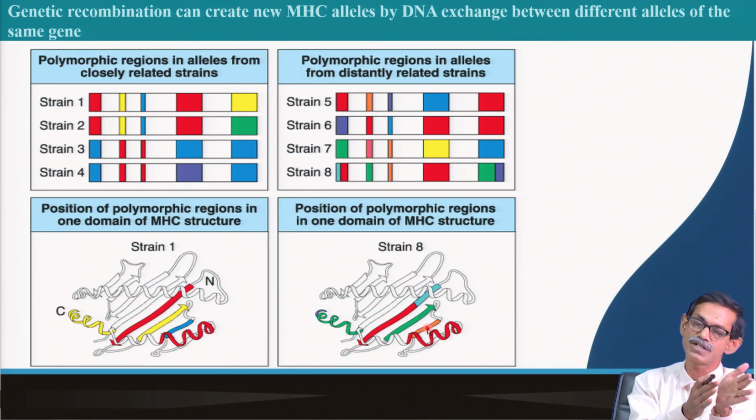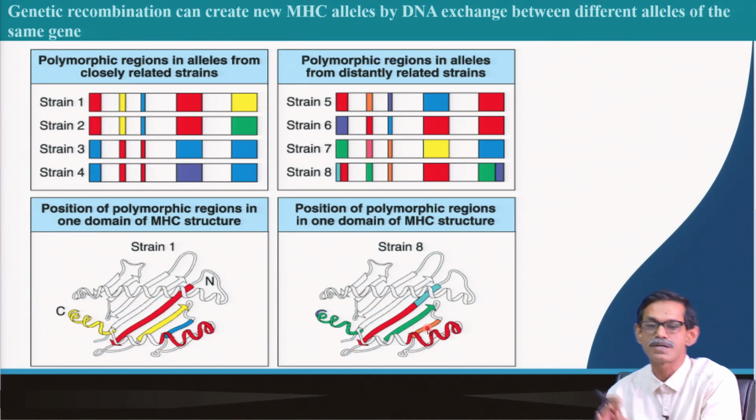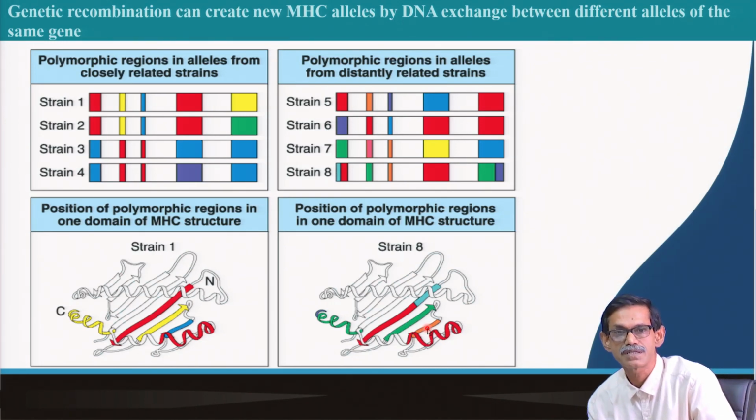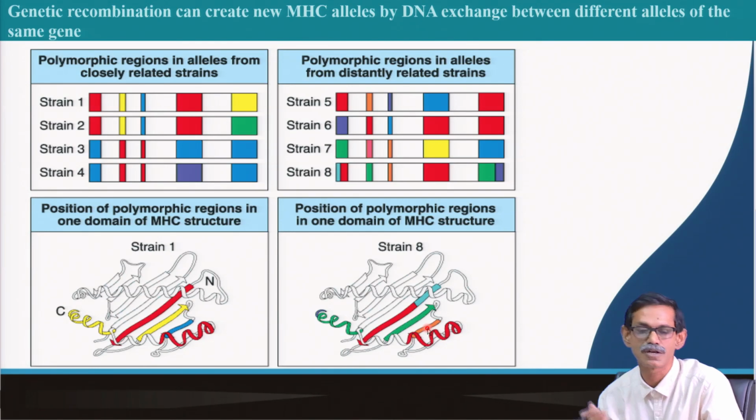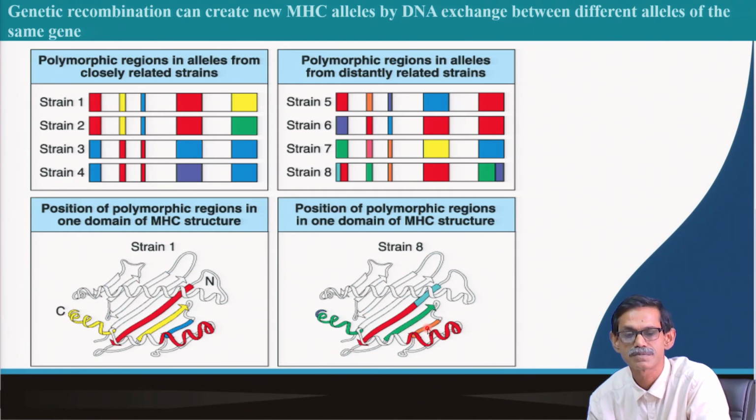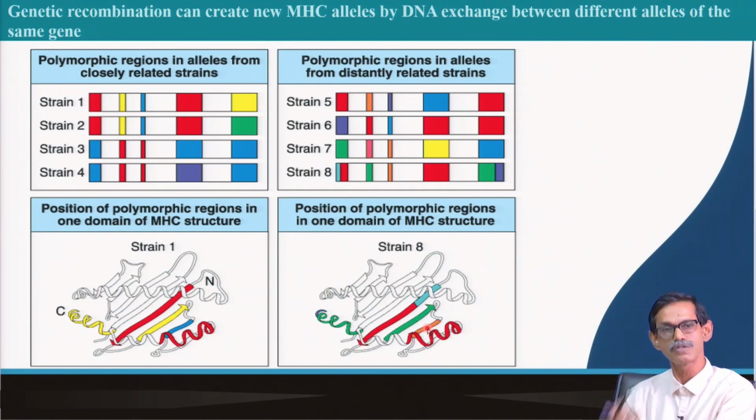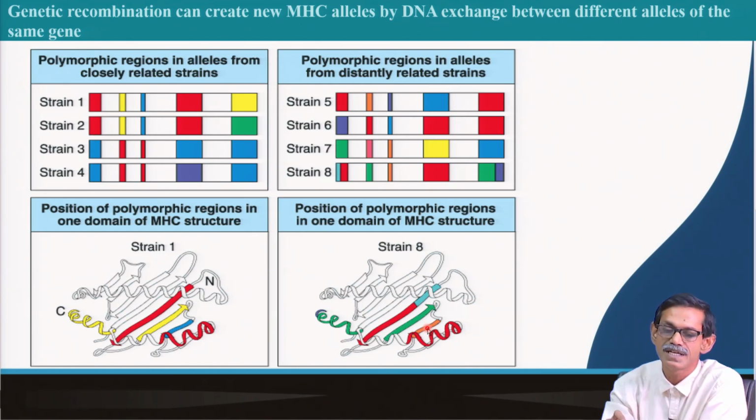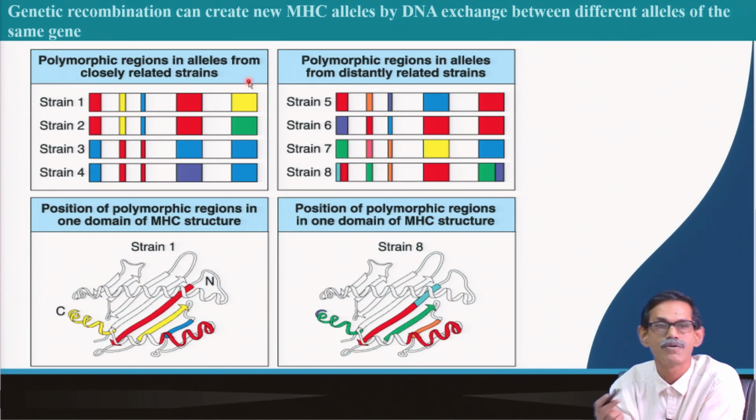This is gene conversion, but normal recombination during cell division is already there. So, that also contributes some variation in the polymorphism. Genetic recombination can also create a variety of different MHC molecules, and here are some polymorphisms in closely related alleles. How will it look?